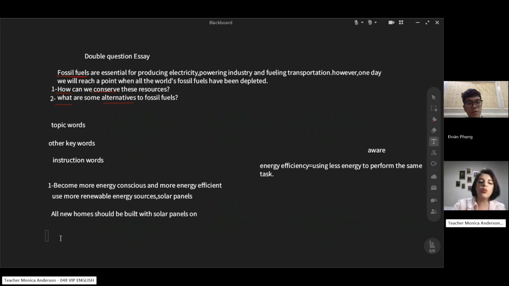And the next one, use the car less: walk, cycle, use public transport, only travel when really necessary. So we can say something like this. Okay, and the next one, I think this one is really important: energy efficient light bulbs, to save energy. Okay, this is about the first question.